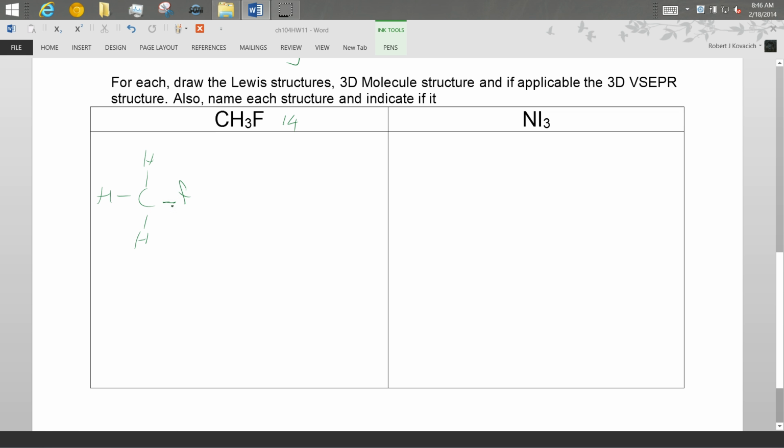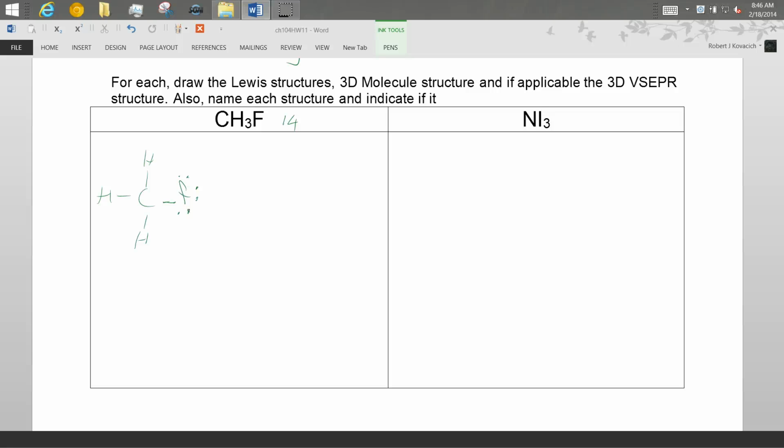So at this point, are any of the atoms happy? The carbon and the hydrogens. All of them are happy except for the fluorine, right? How many electrons have I used so far? 8. And I have how many left? 6. 2, 2, 2. Okay. So I've used all 14 of my electrons. Everybody's satisfied.